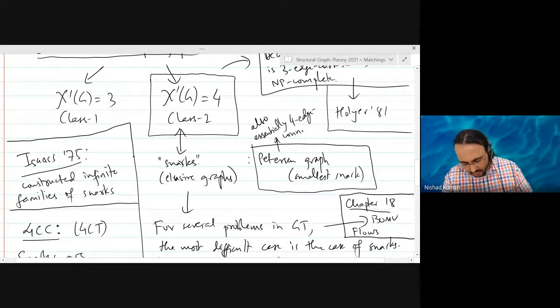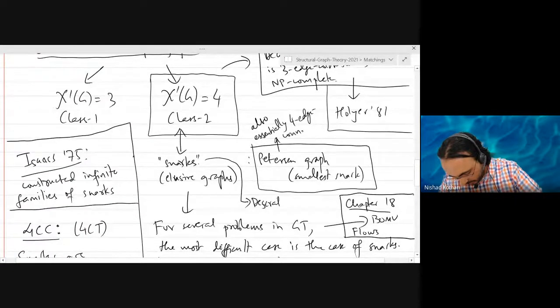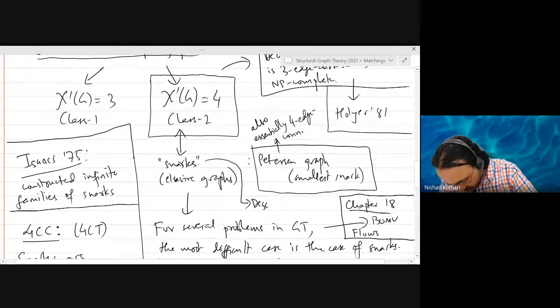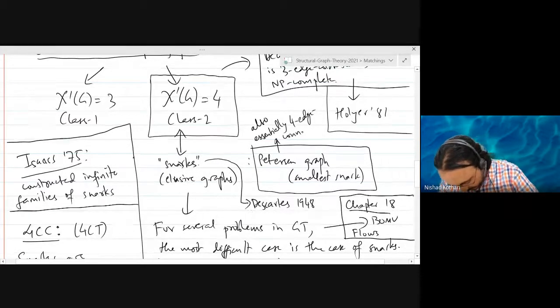So I think the name snarks was given by Descartes. I don't know if I'm pronouncing his name correctly. In 1948. And it's inspired by Alice in Wonderland.